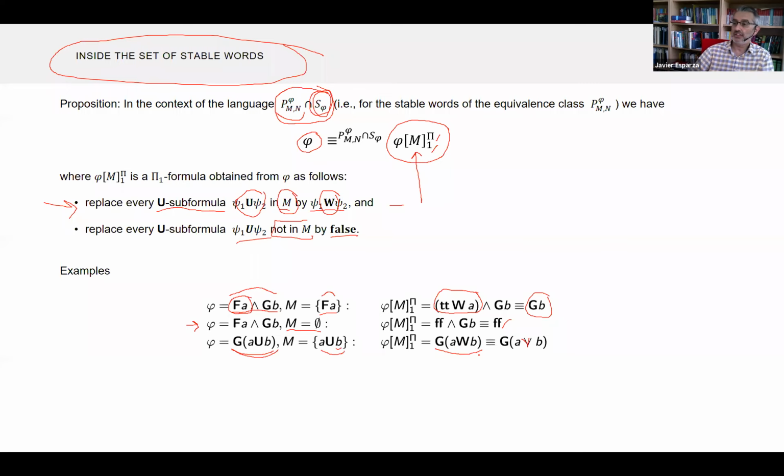And the important thing you see is that here I have an alternation between W and U, and here I have got rid of this alternation. So the important thing is that this operation is going to eliminate the alternations. Okay? So this is the fundamental idea.